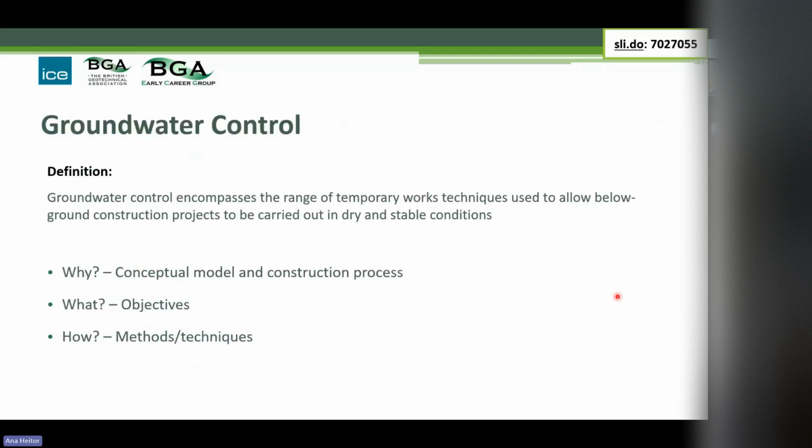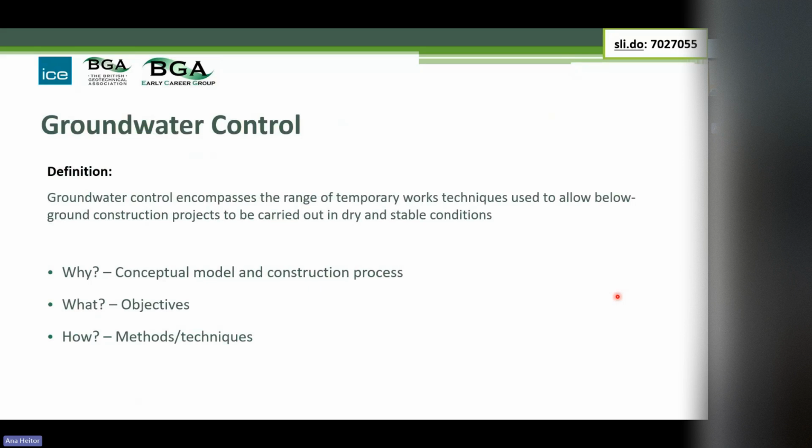So I'm going to talk briefly about groundwater control, and the definition we use for groundwater control in MOGE is: groundwater control encompasses the range of temporary works techniques used to allow below ground construction projects to be carried out in dry and stable conditions. And I don't propose to go through the chapter specifically.